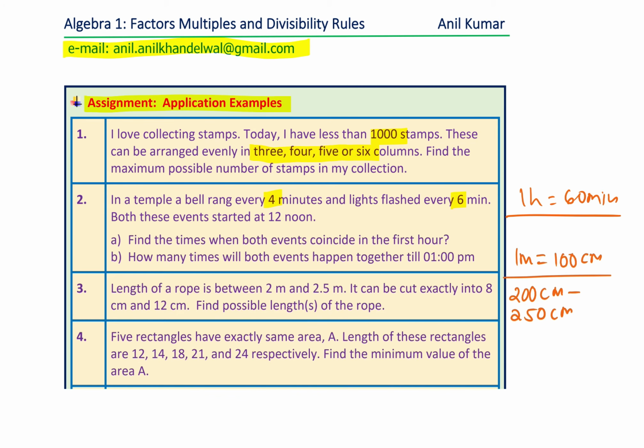And then it can be cut exactly into 8 centimeter and 12 centimeter pieces. So those are the two numbers whose LCM is of your interest. So figure this out. Simple as that.